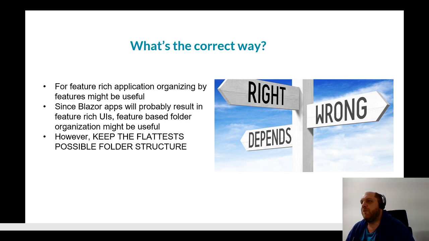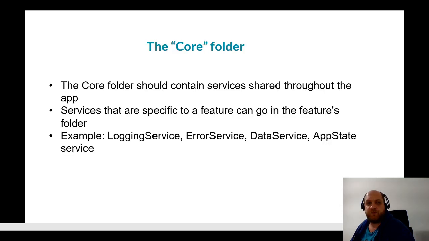However, no matter which approach you want to follow, there is one very important thing: keep the flattest possible folder structure. Because if you have a very deeply nested folder structure, it brings a lot of problems, and it makes it difficult to really find whatever you are looking for. So again, it's important to keep the flattest folder structure possible. However, since I think that for feature-rich applications, and Blazor applications, which are essentially single-page applications, are normally very feature-rich, I would suggest for Blazor having this feature-based approach.